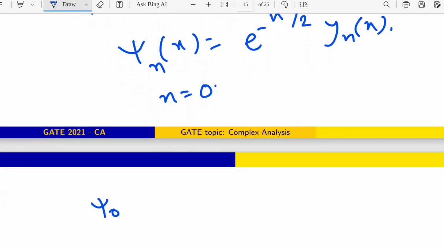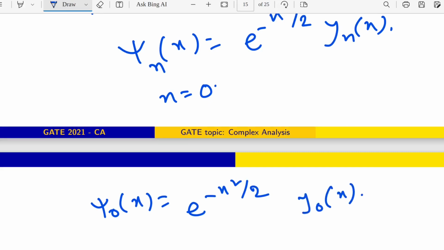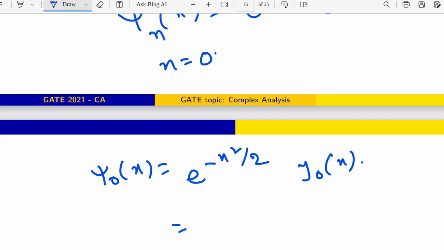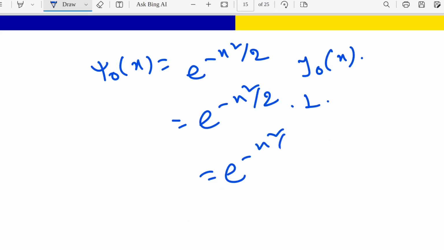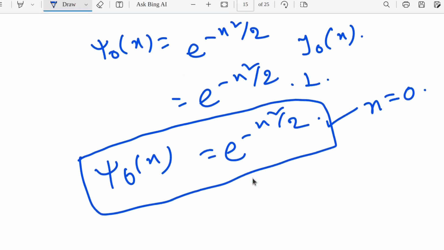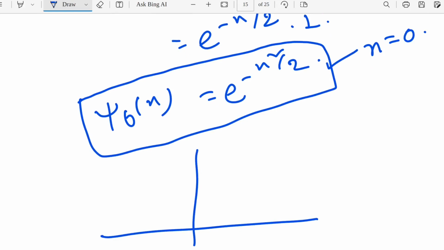Now I am calculating at the very first, n equals 0. At n equals 0, psi_0(x) will be e to the power minus x square by 2 times y_0(x). Now what will be the value of y_0(x)? I have written here, y_0(x) is nothing but 1. So if I put it here, e to the power minus x square by 2 into 1, this is e to the power minus x square by 2, and this is psi_0(x). This is the expression for the n equals 0 mode. And now all of you know what the nature of that expression will be, psi_0(x) is e to the power minus x square by 2. It will be nothing but like that, right?